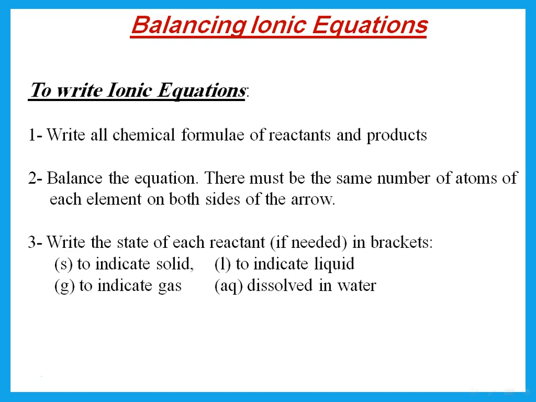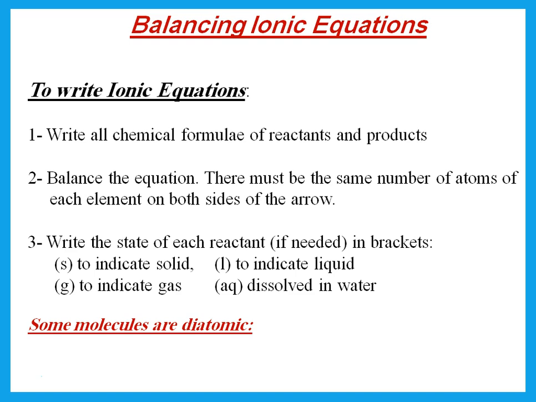In order to write ionic equations, we write all the chemical formulas of the reactants and products. Then we balance the equation, and of course, in balancing, there will be the same number of atoms of each element on both sides of the arrow. And then we write the state symbol if it is required. Remember that a solid is S, a liquid is L, a gas is G, and anything that is soluble in water or dissolved in water is aqueous.